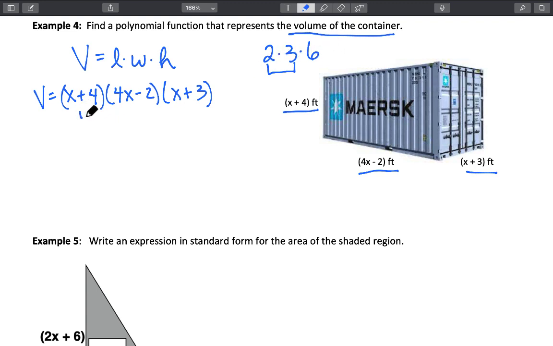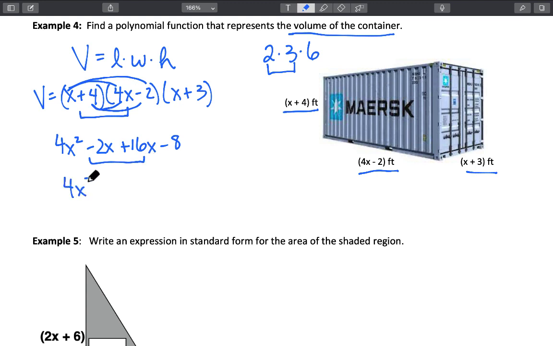You just multiply two at a time, take that product, and multiply it to the next factor. So here, we're going to do the same thing. We're just going to take these first two, multiply them together, and I'm going to use the distributive property. That's x times 4x, which is 4x squared, x times a negative 2, which is negative 2x. Now I'm going to take 4 times 4x, which is positive 16x, and then 4 times that negative 2, which is minus 8. Combining our like terms here in the middle, I have 4x squared plus 14x minus 8.